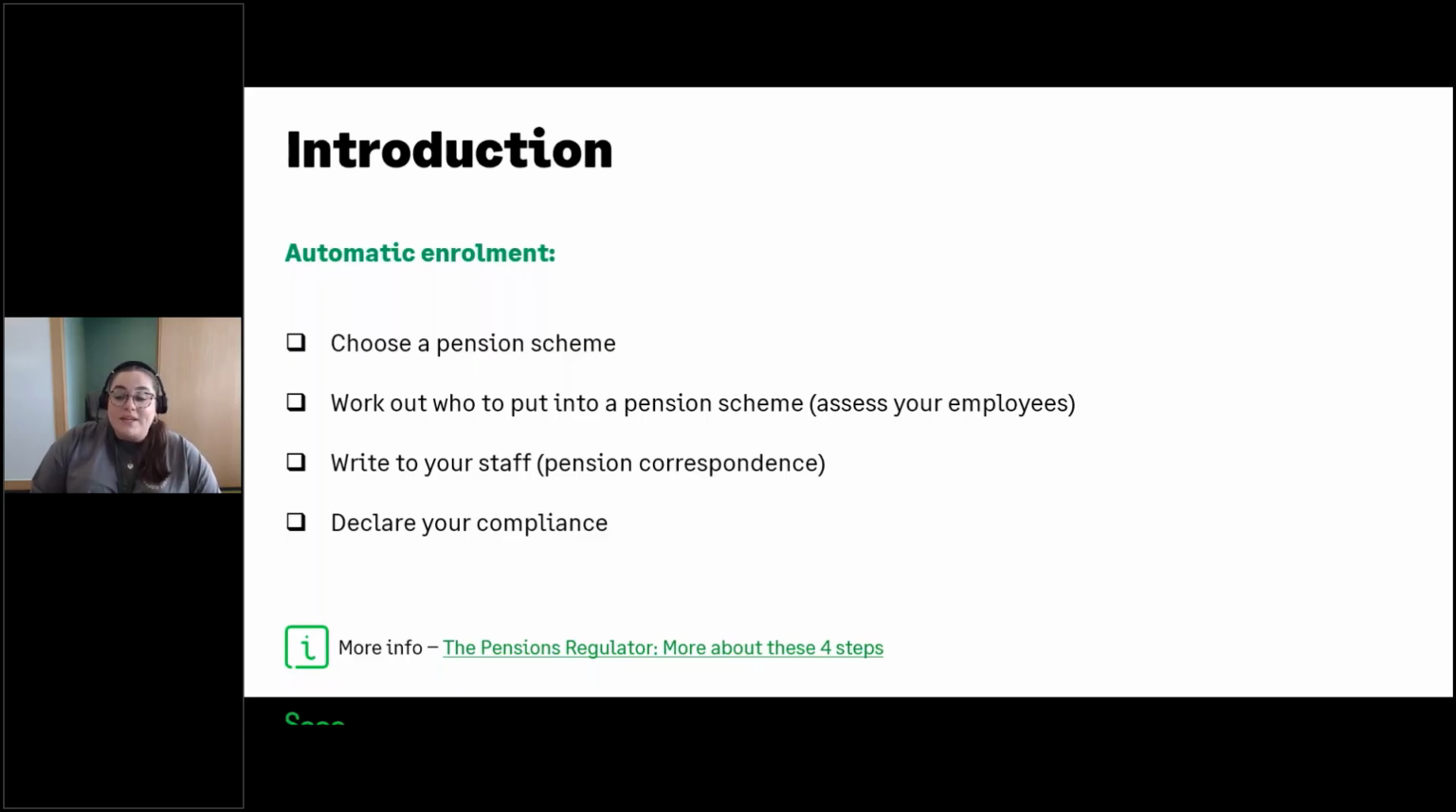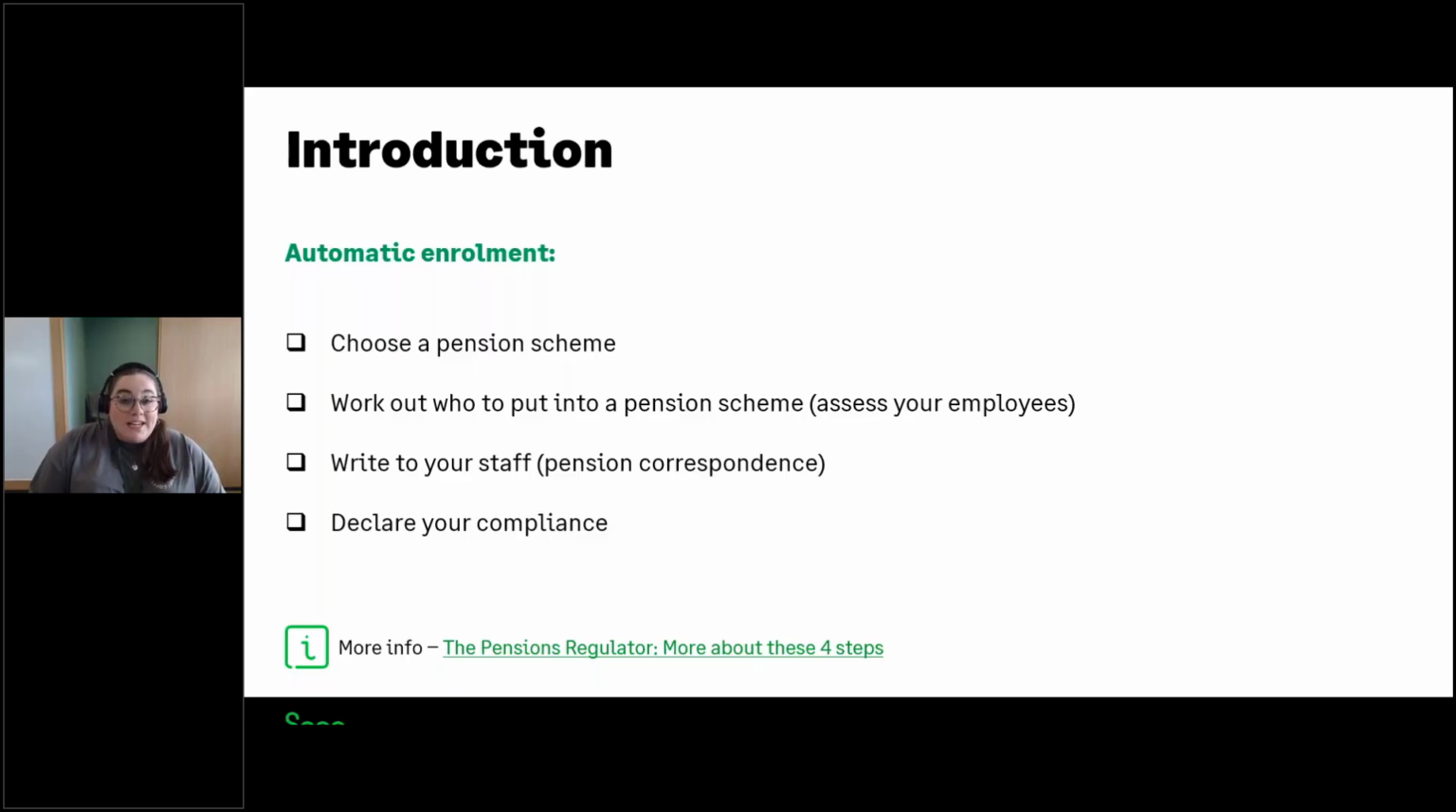And a 4th step is to declare your compliance. So you'll have 5 months after your duty start date to do this, and it's basically just declaring that not only is your workplace pension compliant, but that all of the information that you've provided is accurate too. And if you would like more information or advice on these 4 steps, I have attached a link at the bottom of this slide. And this just takes you to the Pensions Regulator website. They've got some really great information on there too.